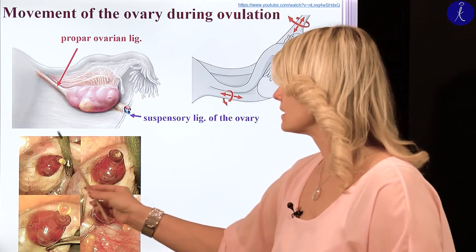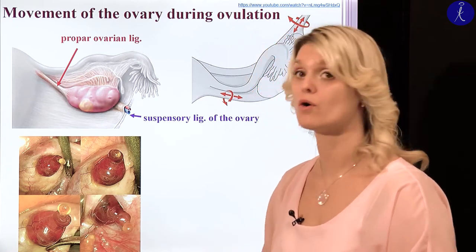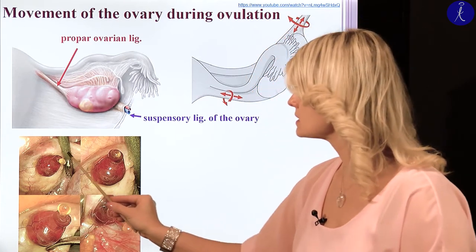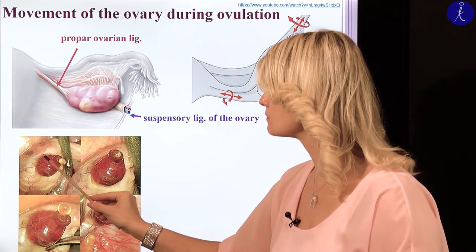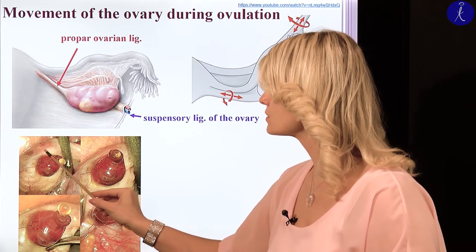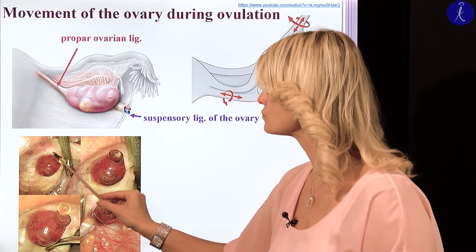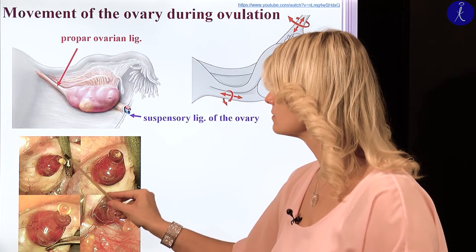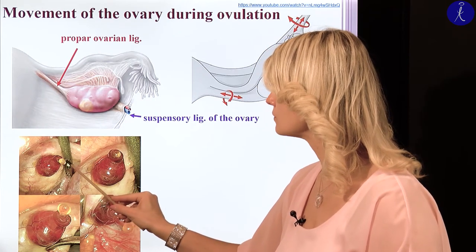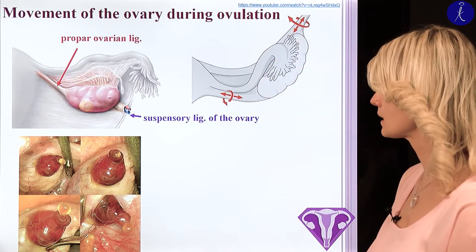Here we can see the endoscopic picture of the ovulation. This is the surface of the ovary, and it is very visible where the tertiary follicle forms a protrusion on the surface. It's called the stigma. And there we can see the secondary oocyte after the ovulation. Here you can see it very well.